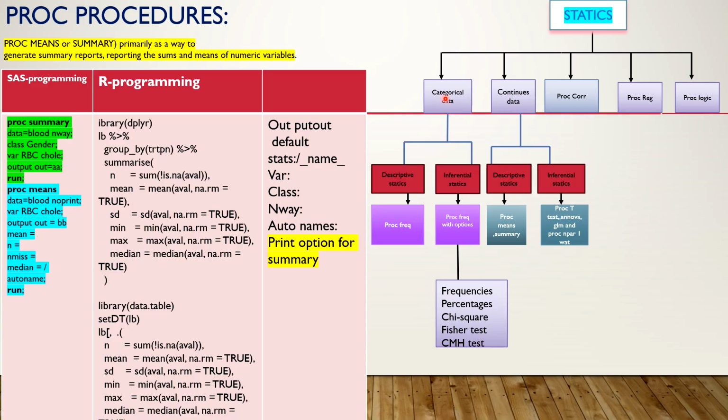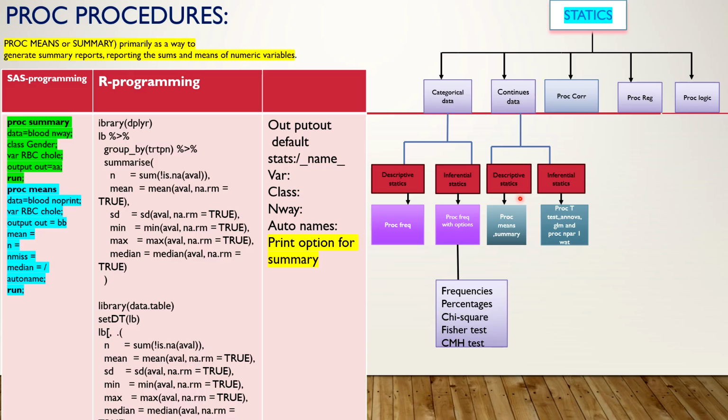Okay. So for categorical data, descriptive statistics we will use proc freq. For inferential statistics, we'll use proc freq with options, like frequencies, percentage, chi-square, Fisher test, and CMH method. For descriptive statistics, here mostly n and percentage. This we only get from descriptive statistics by using proc freq.